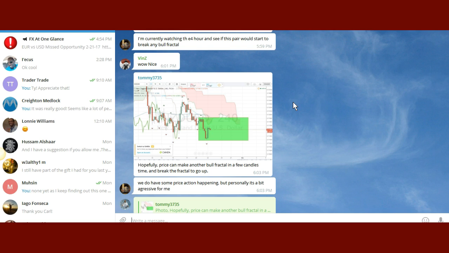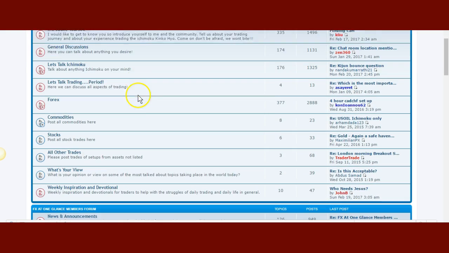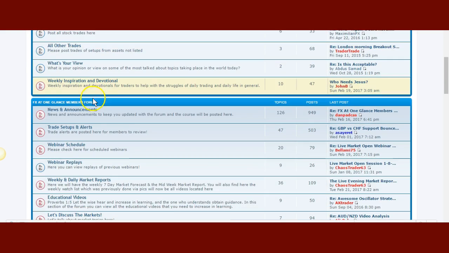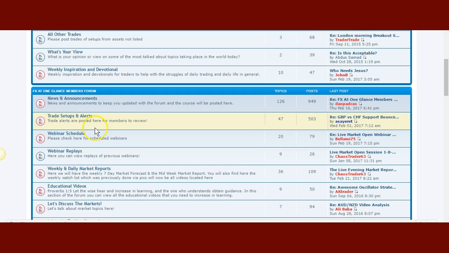A lot of times I post a lot of my trades here, a lot of the trade setups, and sometimes I don't get to post them on the site because I've been so busy. But I'm going to show you the forum also, where there's a lot of things for you to look at. All right guys, so this is the members forum here. Up top is just a free forum, anybody could come in here, but down here is the members area, so the free members cannot get into this area down here.